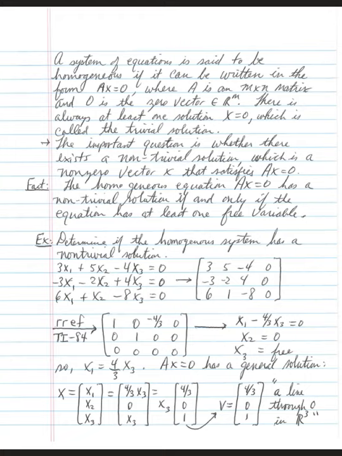But let's look at these pivots. x2 is equal to 0. If we bring this over, x1 is equal to positive 4/3 x3. Well, x3 is free because in the third column there's no pivot. Let's go back up here. The homogeneous equation has a non-trivial solution if and only if the equation has at least one free variable. Well, we've got a free variable.